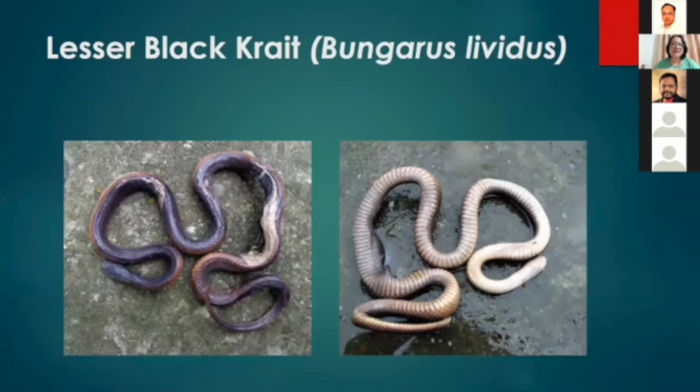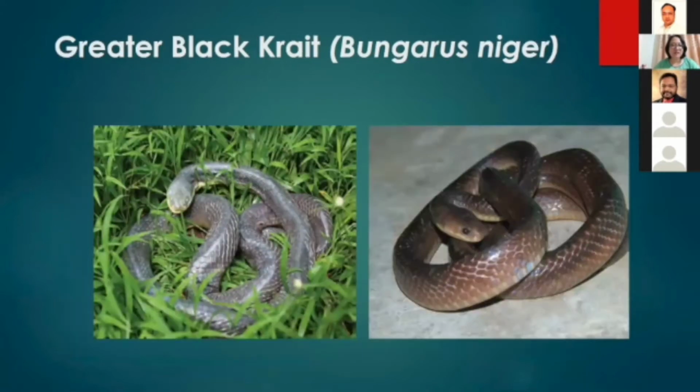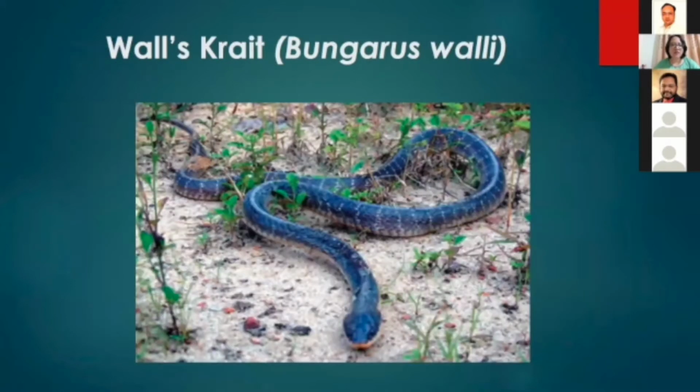And this is the lesser black krait, the Bungarus lividus. This one, again, greater black krait, the Bungarus niger. And this one is the Wall's krait.